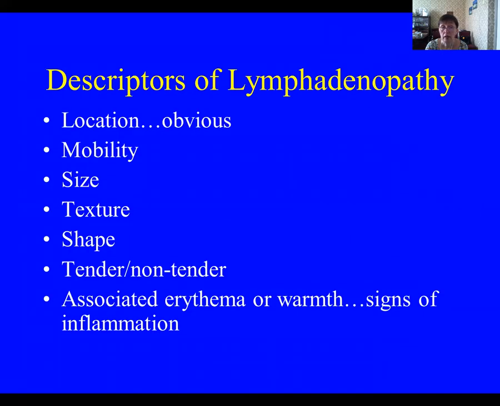And here are the descriptors of lymphadenopathy. We need to check, of course, location, then mobility, size, texture, whether they are soft or firm, and then shape, which should be rounded in the norm, and the size should be not more than 1 centimeter in diameter. And we should check if they are painful or not, and maybe some changes on the skin as a result of inflammation.